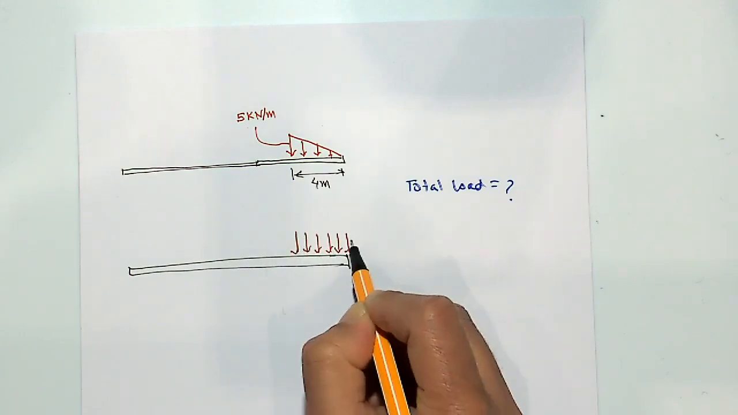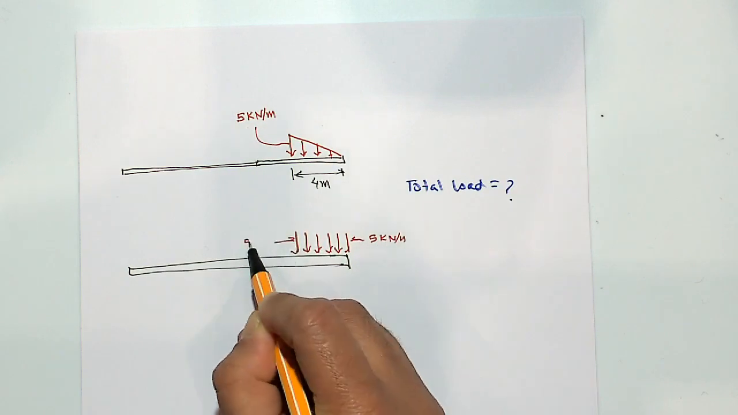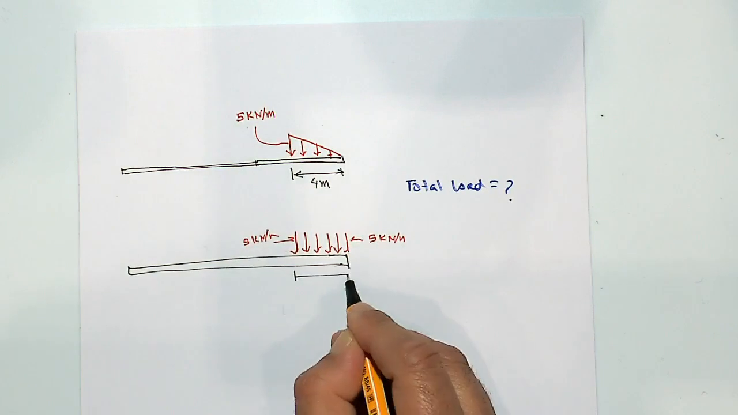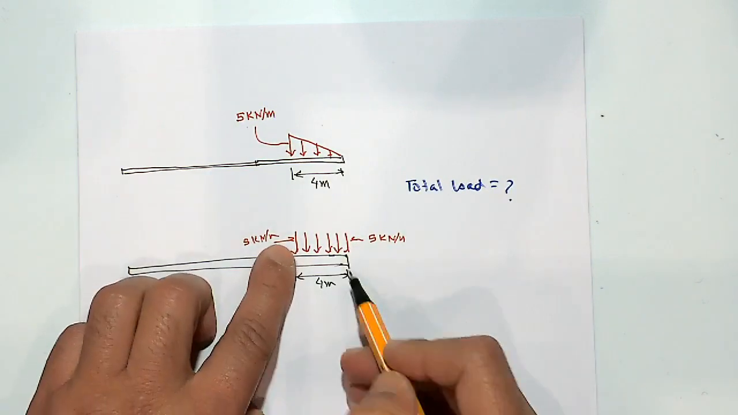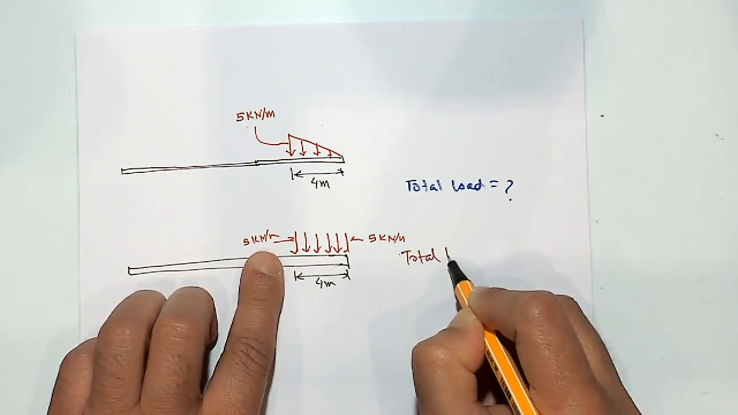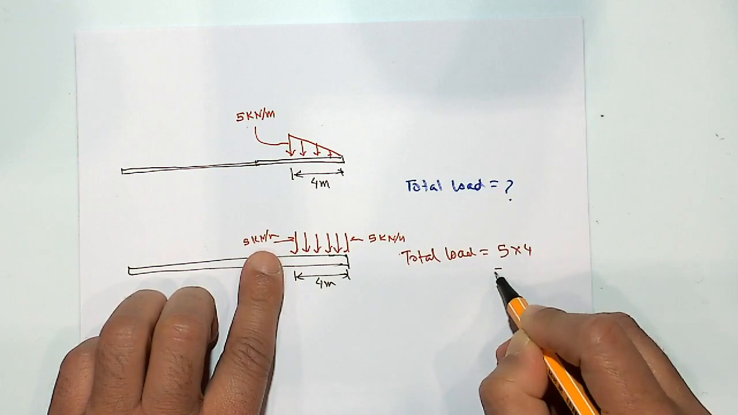All 5 kilonewton. So this side is also 5 kilonewton per meter. This side is also 5 kilonewton per meter. And it acts over 4 meters. So what is the total load here? We have just done that. 5 kilonewton per meter over 4 meters. So this total load in this case is 5 times 4, which is 20 kilonewton.